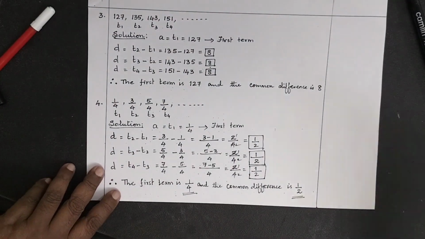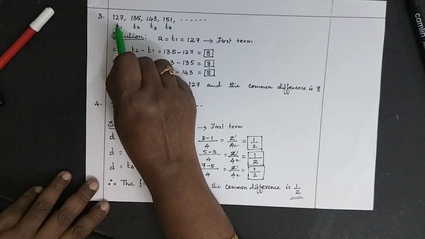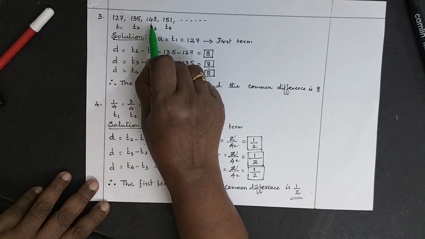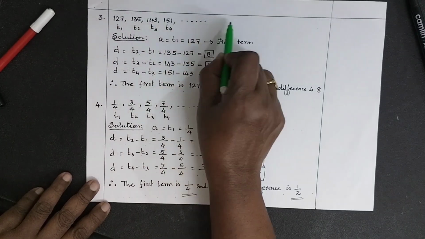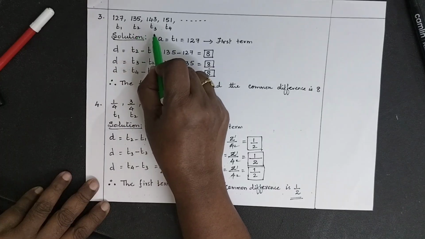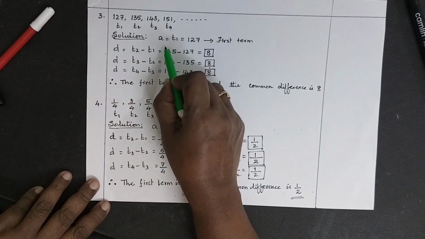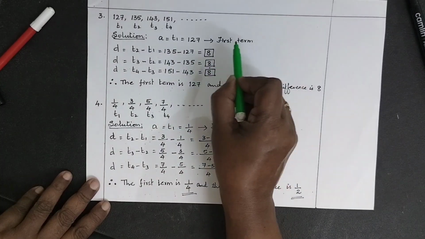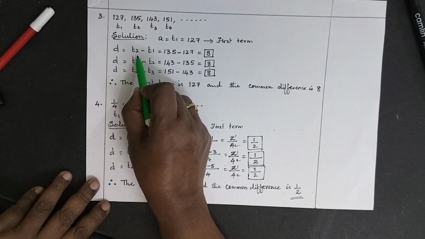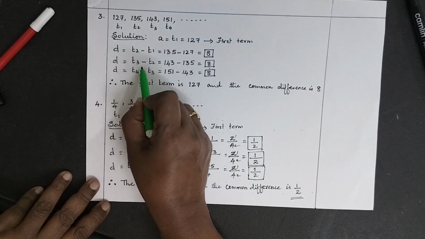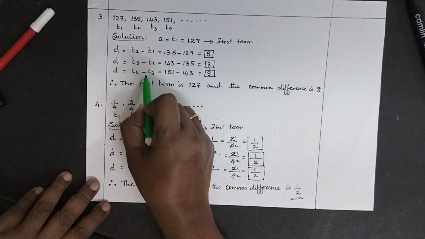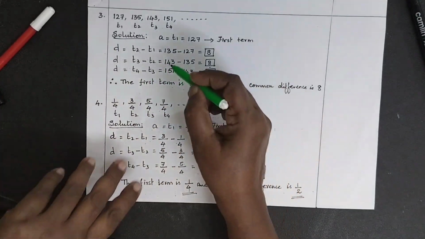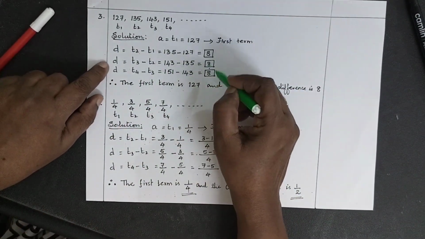Next sum, third sum is 127, 135, 143, 151, etc. So T1, T2, T3, T4. Now A is equal to what? T1, first term. So 127, that is the first term. And D is equal to what? T2 minus T1, T3 minus T2 or T4 minus T3. We are finding all the three values. All the three values will be the same.